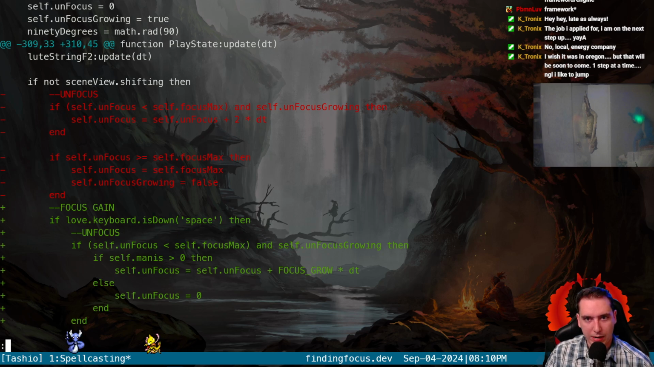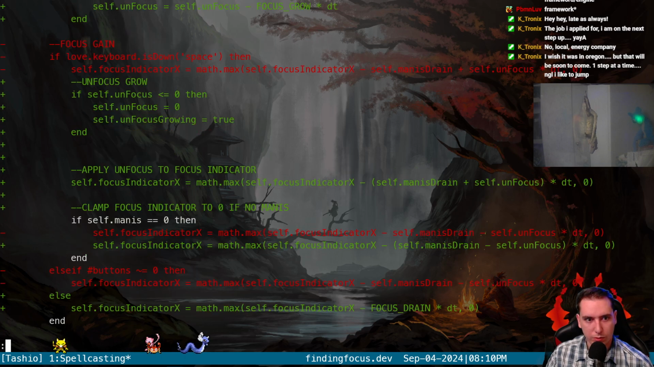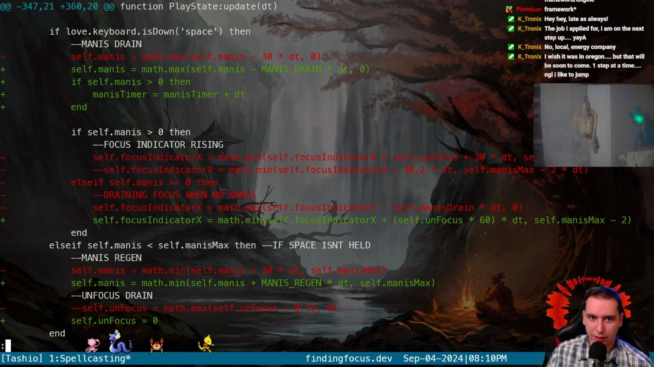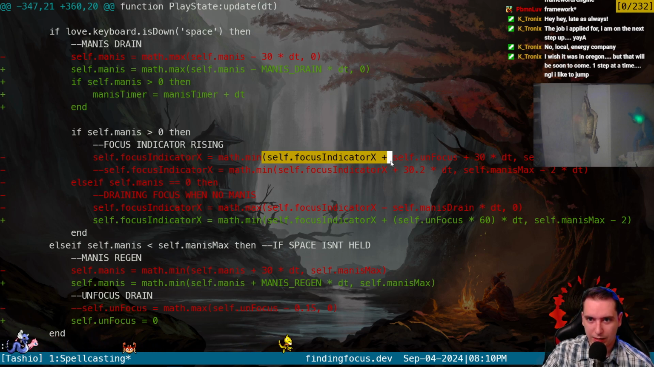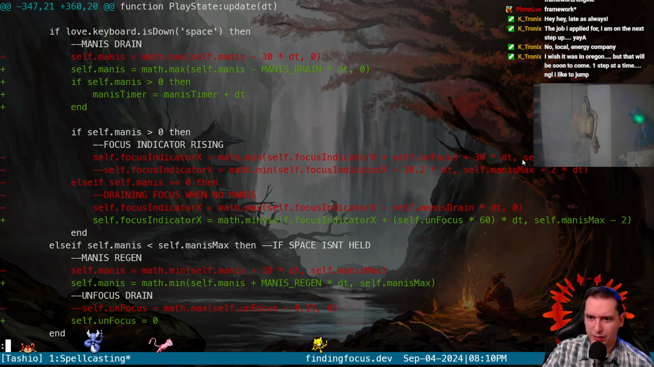Okay, and then we overhauled our unfocused system so that it scales by delta time. We made a couple of changes that I couldn't follow why we even had in the first place. So now looking at it, it makes more sense. Like this scaling, look at this: focus indicator X gets current indicator X plus unfocus plus 30 times delta time. That wasn't scaling right at all.